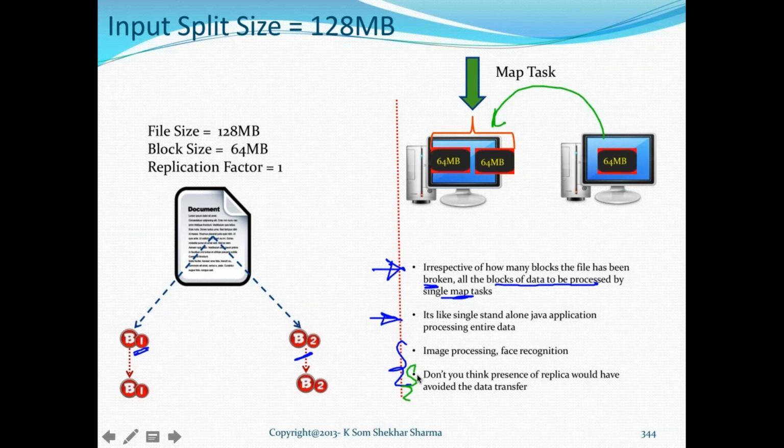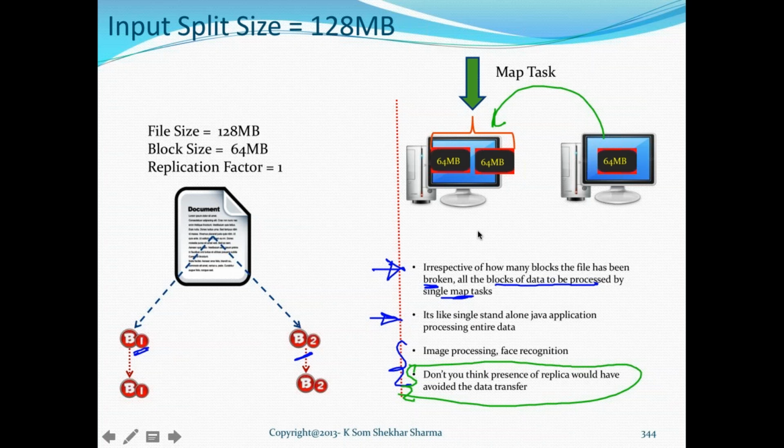Also, I have just shown you that data gets transferred, right? I can mitigate that transfer of data if I have a replica. If I already have the replica in this machine, then I would have mitigated the transfer of the data. So the replica plays a very important role. Okay, is this clear, guys?